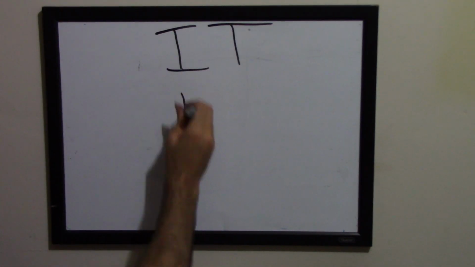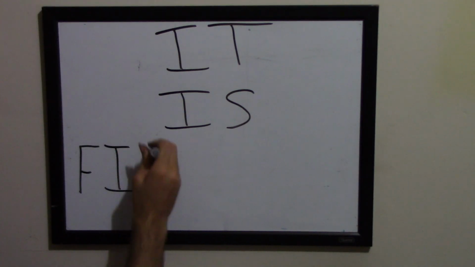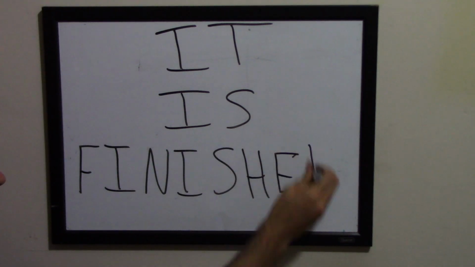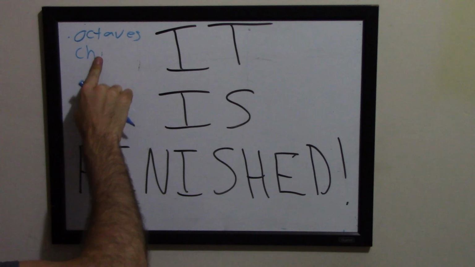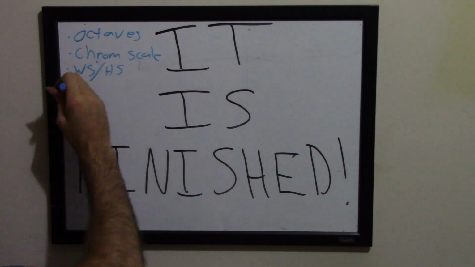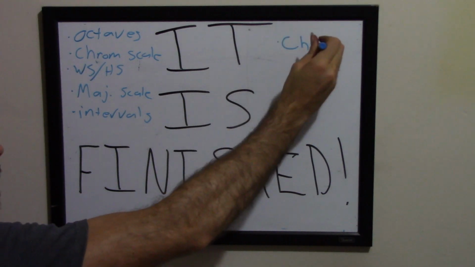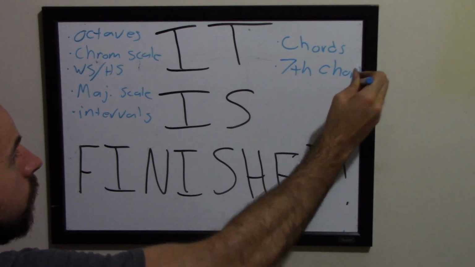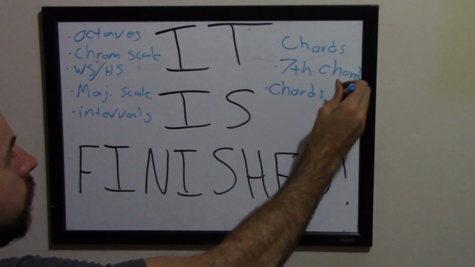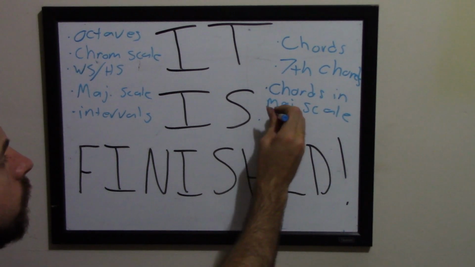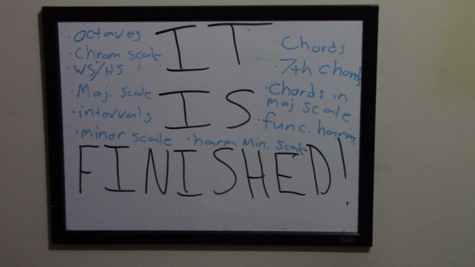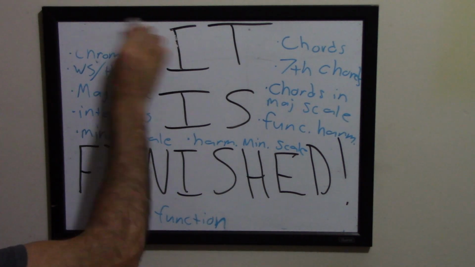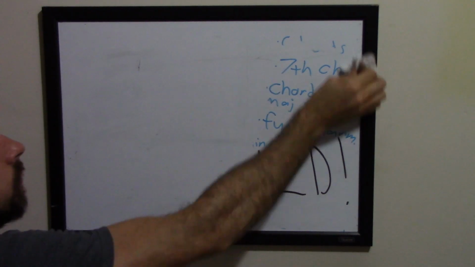Well, folks, this concludes the crash course in music theory. And it has indeed been a crash course. We've covered a lot. We have covered what an octave is, what the chromatic scale is, what whole steps and half steps are, the major scale intervals, the chords you can make with those intervals, the seventh chords that you can make from those chords, the chords that naturally occur within the major scale, a little intro to functional harmony, and now we have learned about the minor scale, the harmonic minor scale, the chords that we get from both of them, and different ways to think about function and chord progressions in the minor key. We've done a lot, and it is an emotional moment for me right now.